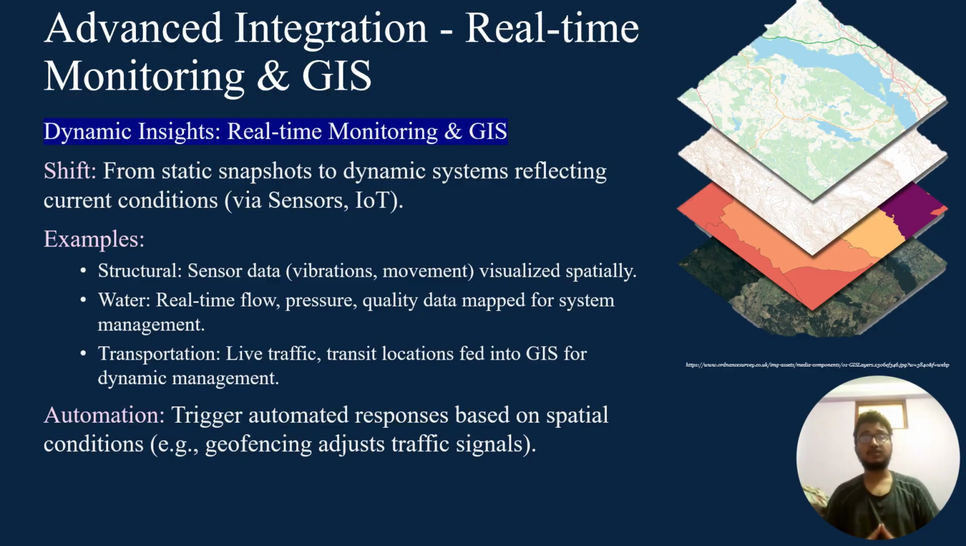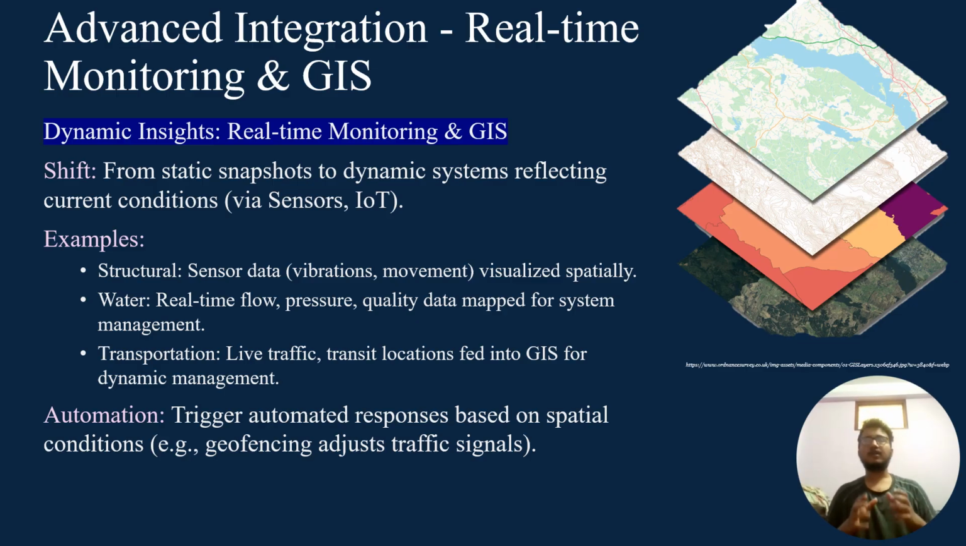Also, the transportation system benefits similarly from this integration. Real-time traffic data, transit vehicle locations, and roadway condition sensors can be fed into the GIS platforms, enabling dynamic traffic management and traveler information systems.